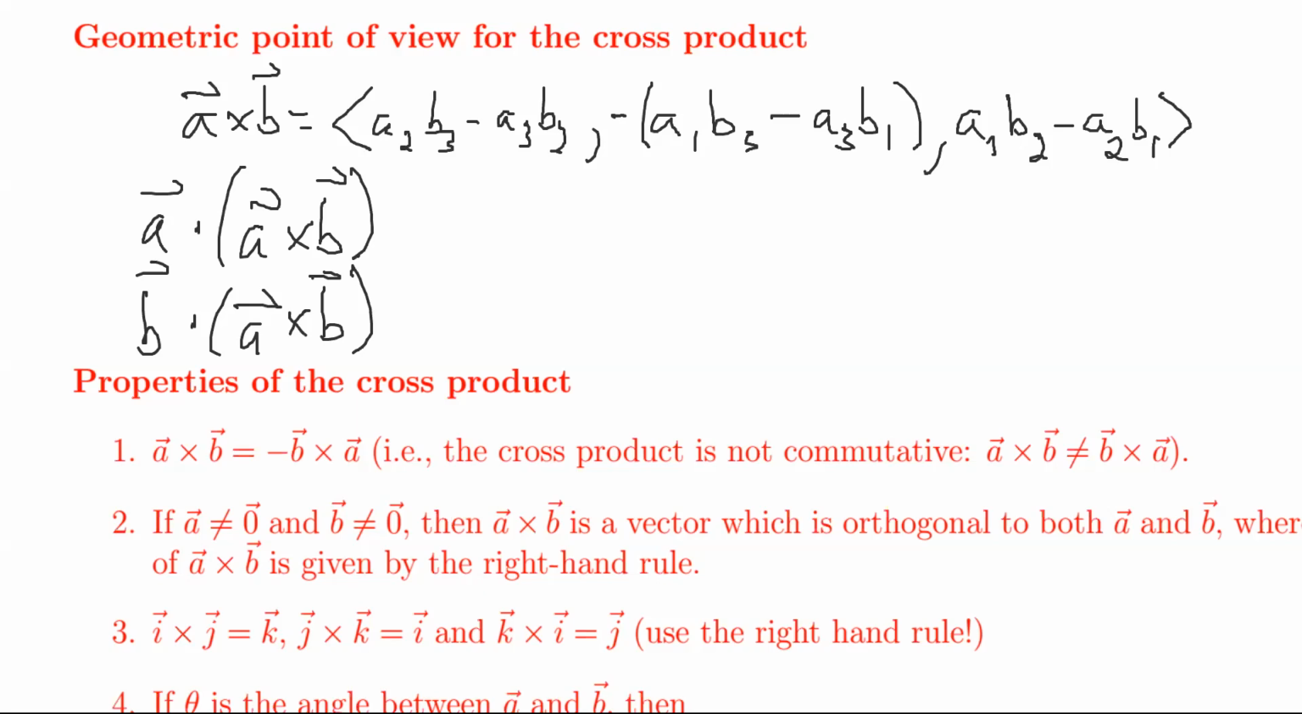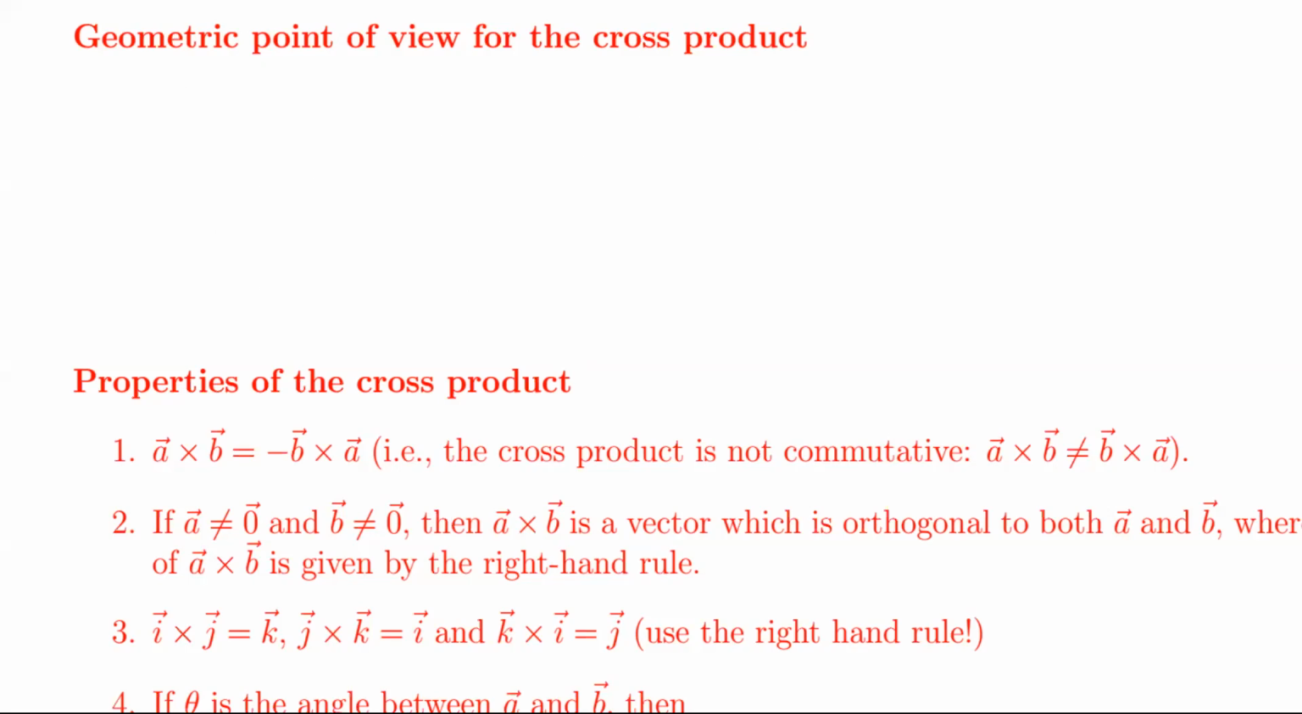All right, I assume you have paused the video and done that calculation. If you've done that, what you will see is that this is the scalar 0, and this is the scalar 0. So what we find is that the vector A and the cross product A cross B are orthogonal to each other. If we have two non-zero vectors and their dot product is 0, that means they are orthogonal to each other. And similarly, B is orthogonal to A cross B as well.